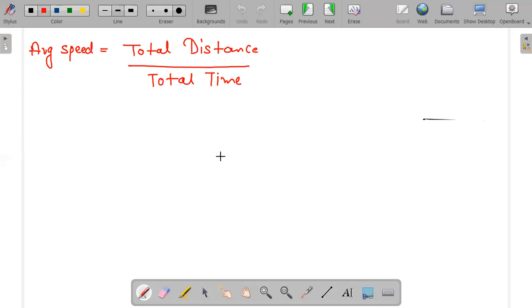Okay, Faizan, I think your doubt is very clear about distance and displacement. So we are going to find the average speed. What is the formula of speed? Total distance upon total time. I'm writing the question here.